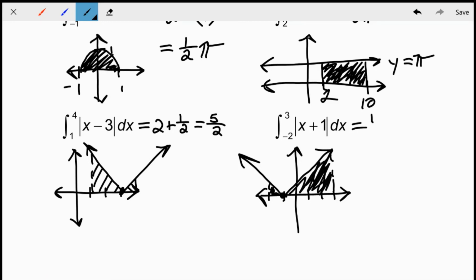The one on the left is 1/2. The one on the right is essentially 4 by 4, so it's going to have an area of 8. And so in the end here, I'd get 17/2.